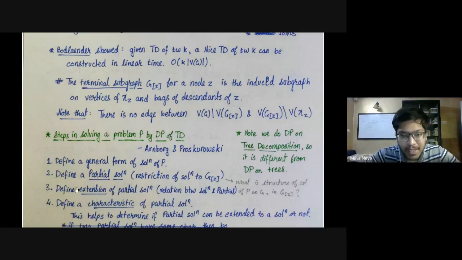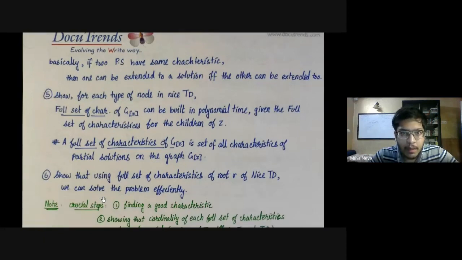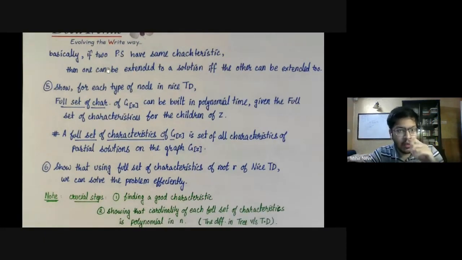So the property of extension we saw here, the question is, can we extend it? That we'll determine using this characteristic. So what is the property of a characteristic? The property of a characteristic is that if two partial solutions have the same characteristic, then one is extendable to a solution if and only if the other can be extended. Or in other words, every single partial solution which has a particular characteristic should be able to be extended to the actual solution of the problem.